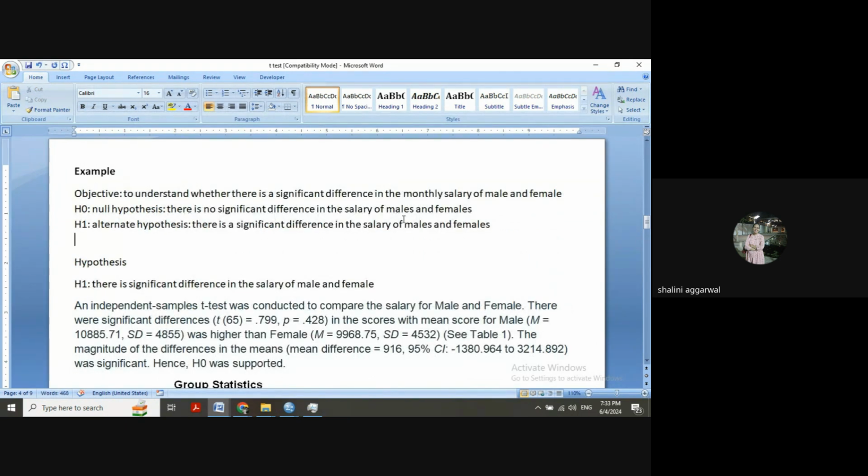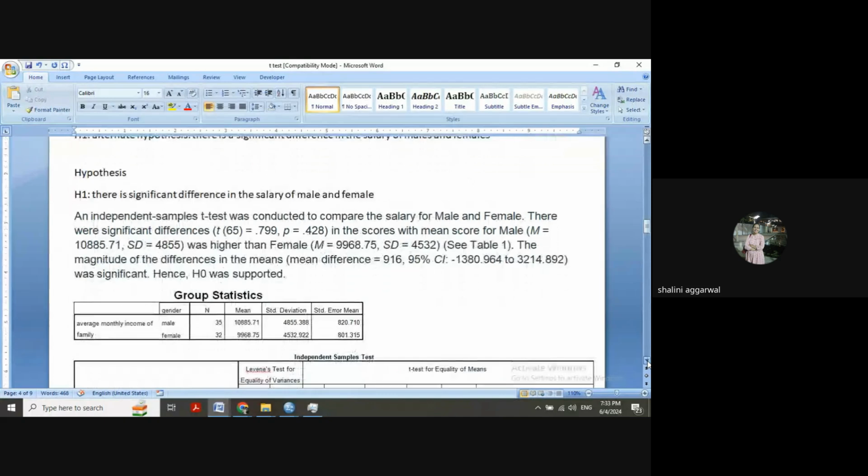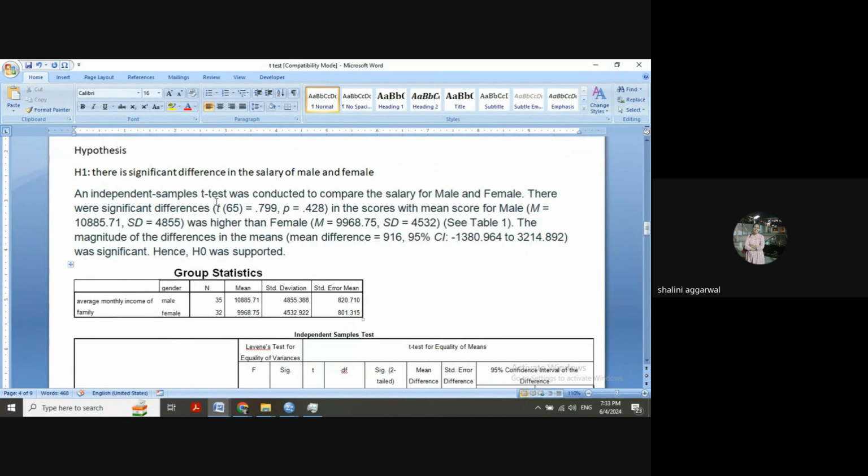Objective, null hypothesis, alternate hypothesis. After that, the explanation that you have to write is like this: An independent sample t-test was conducted to compare the salary of males and females. There was a significant, or not significant, difference. T is 65.